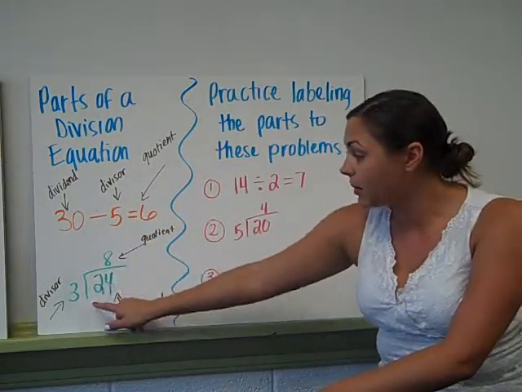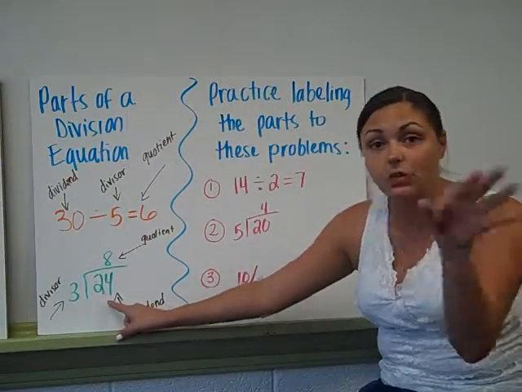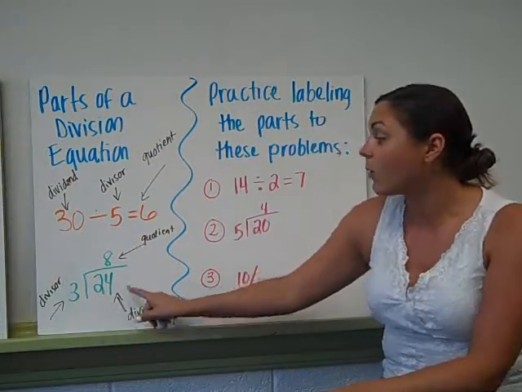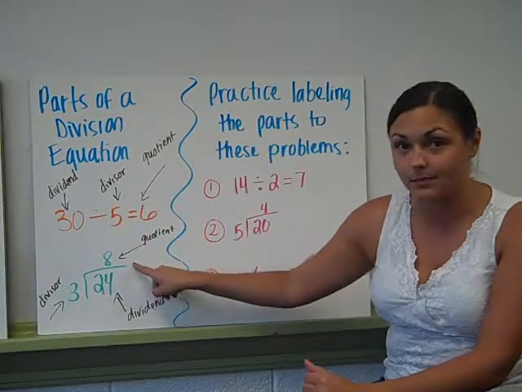24 divided by 3. 24 is my dividend. That's the number I'm splitting up equally. 3 is the number of groups I'm splitting it into, and however many would be in each group, or the answer, the quotient, would be 8.